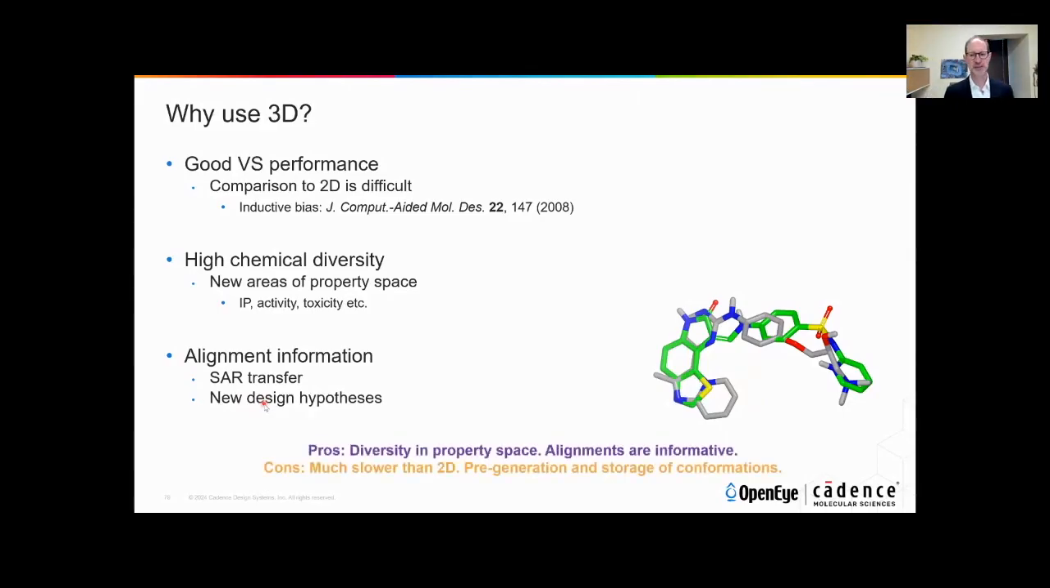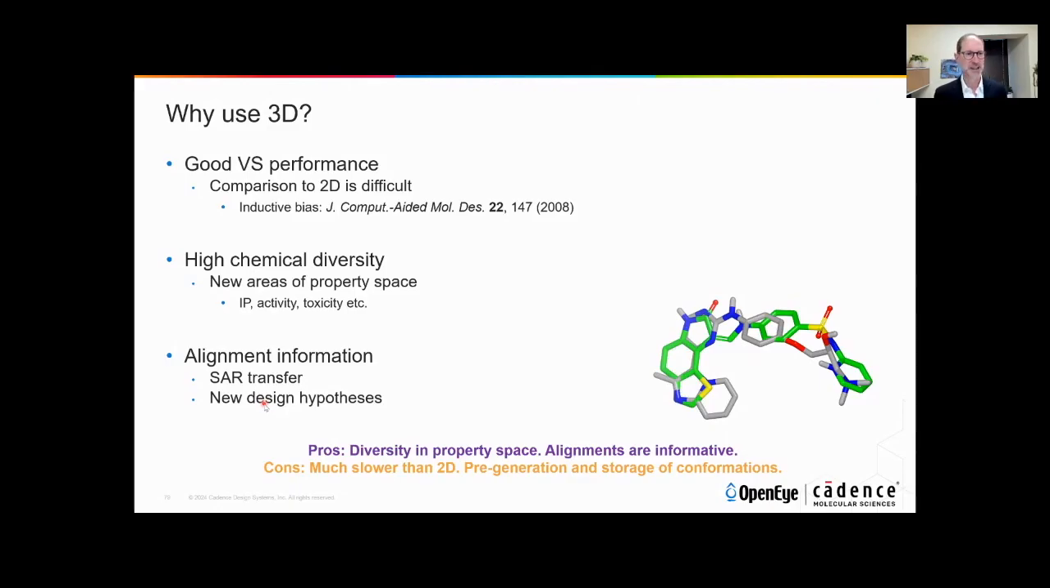So we get a lot of diversity and highly informative alignments, but we pay a substantial cost. These 3D methods are several orders of magnitude slower than 2D, so need to be carefully thought about to be scaled into the multi-billion range. And for speed at that sort of scale, you do need to pre-generate and store your 3D conformations with the attendant costs in time and money.